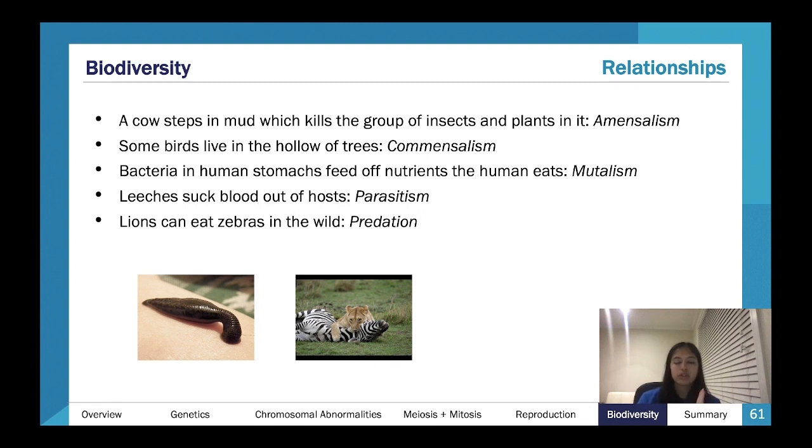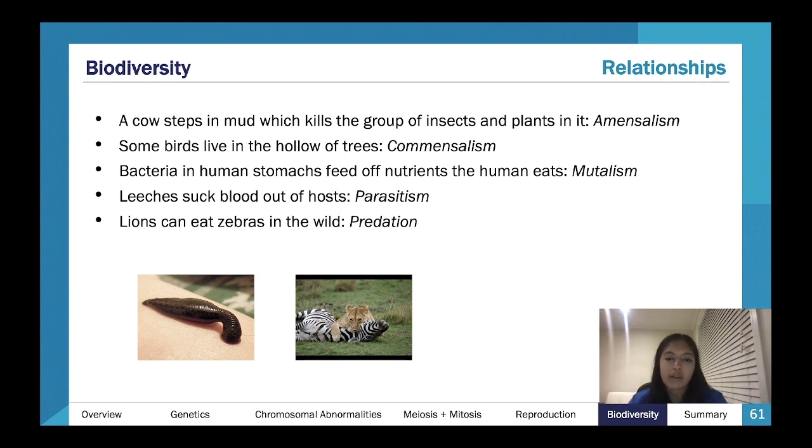In terms of commensalism, this idea of some birds living in the hollows of trees. So this idea of your protection offered there to the birds. You've got one benefiting and the other not having an effect. In terms of your mutualism, both benefiting. So bacteria in your human stomach feeds off nutrients that the human eats. So again, you're both sort of benefiting from that.